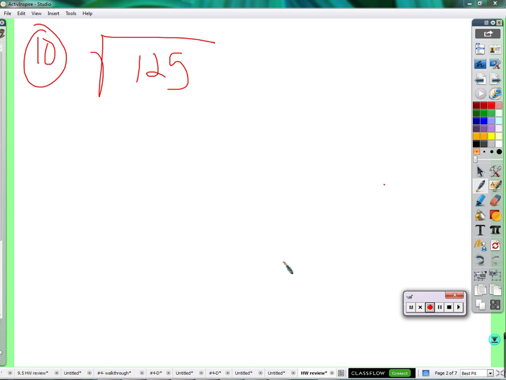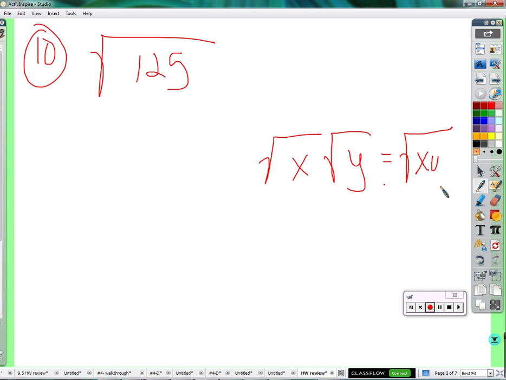Okay, so there's this property of square roots that we're using, and it works both ways. If I have the square root of a thing times the square root of another thing, that equals what? The square root of x times the square root of y equals the square root of xy, everything under one square root. Okay, how do we know that's true?